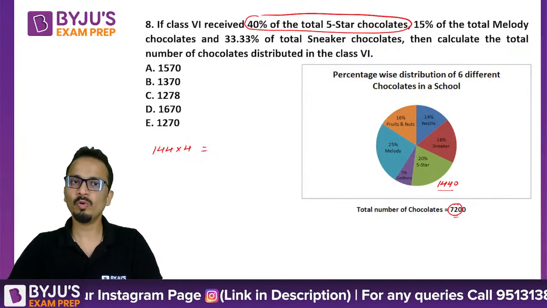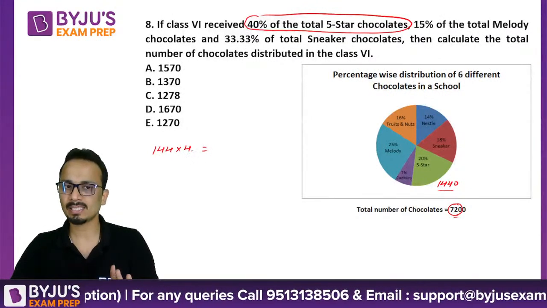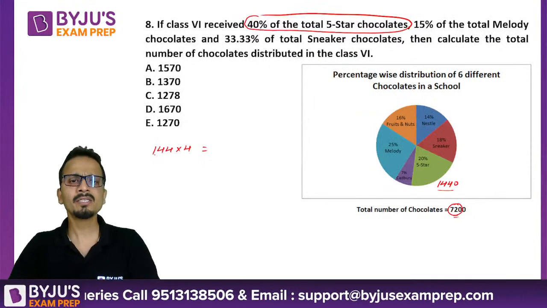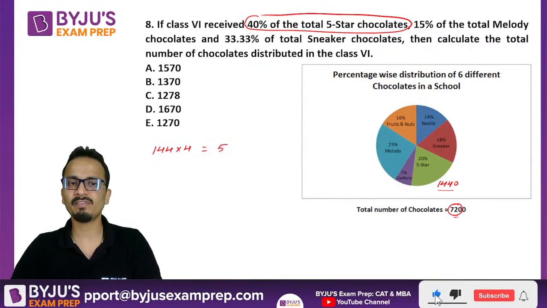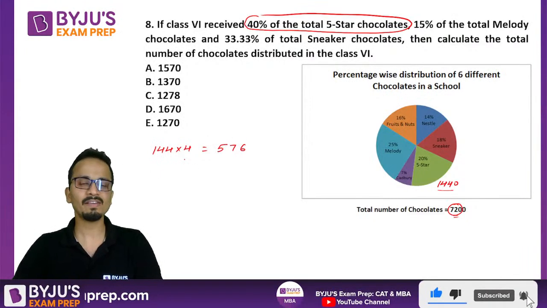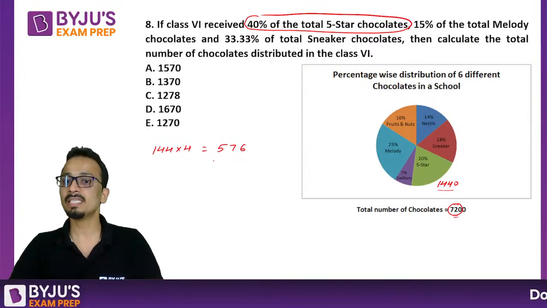multiplied by 4 will be the total number of 5-star chocolates received by class 6. Multiply कर लेते हैं. So 144 into 4, 560, 570, 576. So 576 is the number of 5 stars. One thing done. Let's go to Melody.